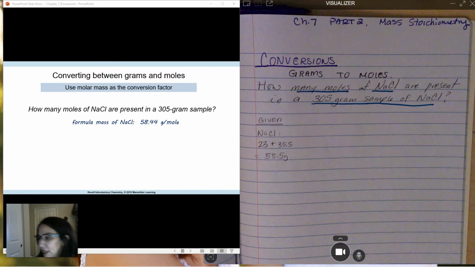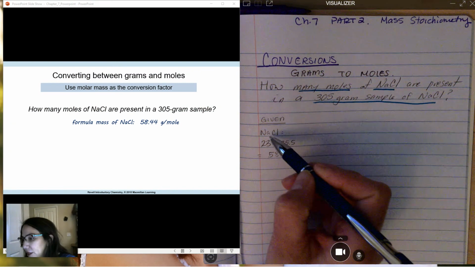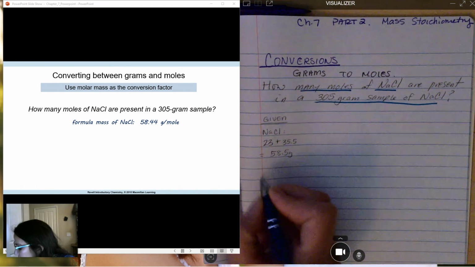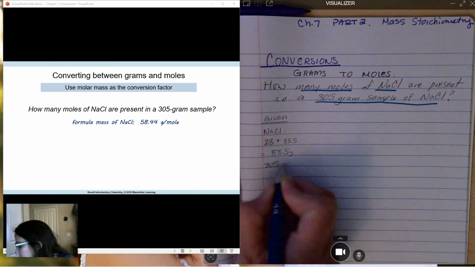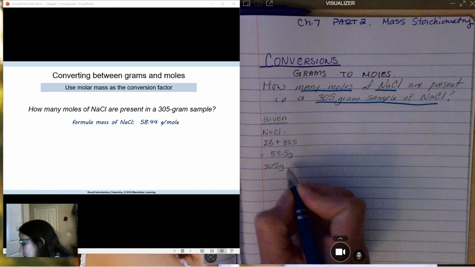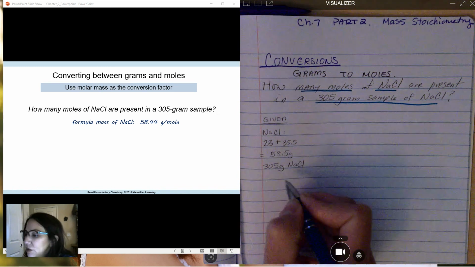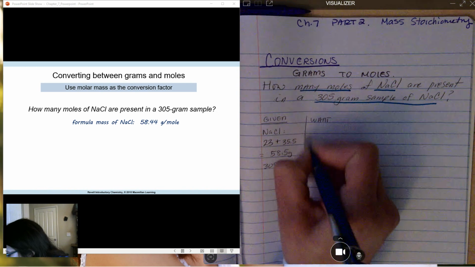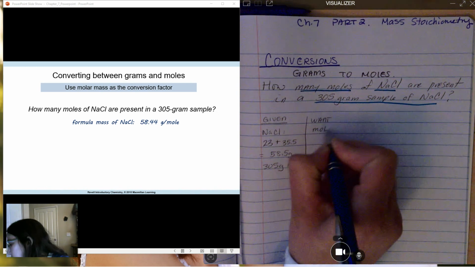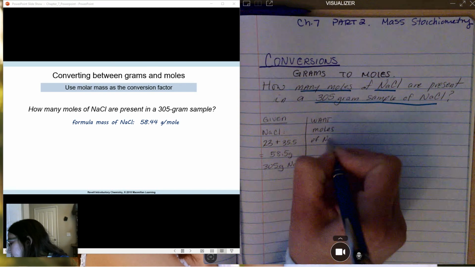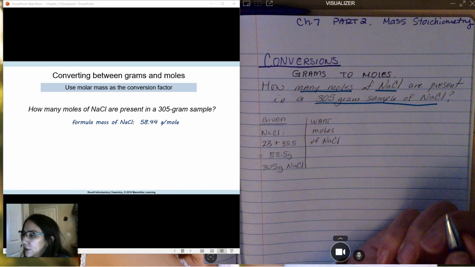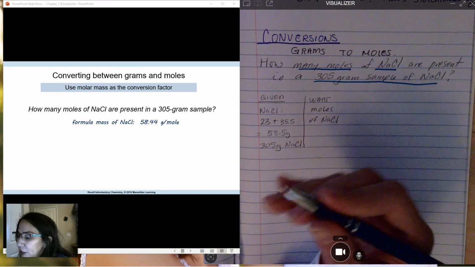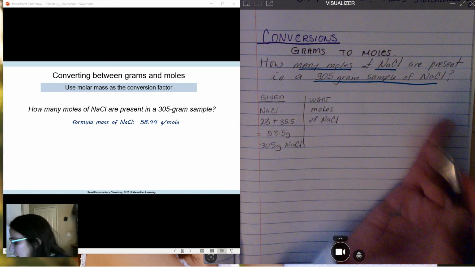And we were able to obtain that because it gave us this molecule. The other thing it tells us is that there are 305 grams of the sample of sodium chloride. So that's what we're starting with. We want moles of sodium chloride. That's what we're looking for. So this is a very simple conversion, and we're just going to do one step. We're going to go from grams to moles.